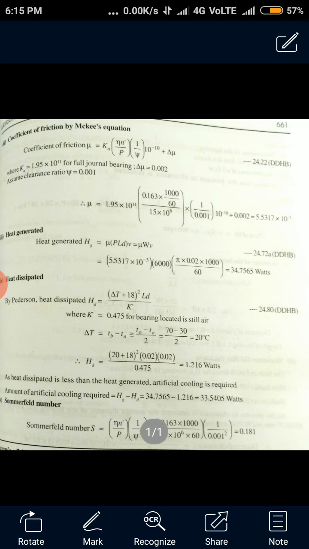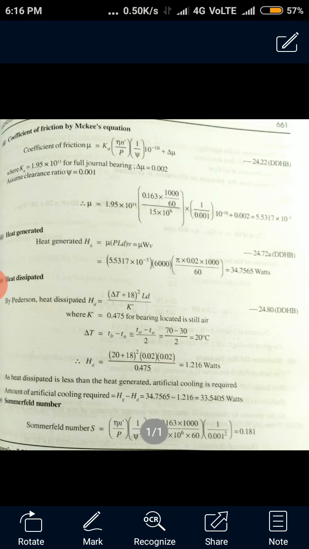Heat dissipated, next parameter HD, using the equation 24.80. So delta T is nothing but what? TB minus TA, or TO minus TA by 2. TO is given 70, TA is 30, you will get 20 degrees Celsius. Substitute in HD, K dash, anyway it is a constant, 0.475. So heat dissipated we will get 1.216 watts. So again you see, heat dissipated is less than heat generated. The artificial cooling required is an amount of 33.54.